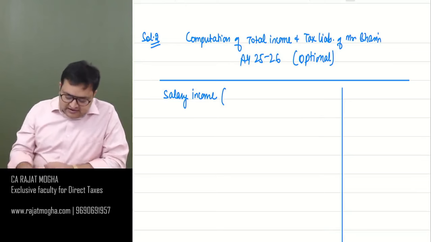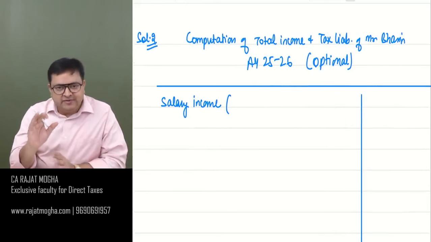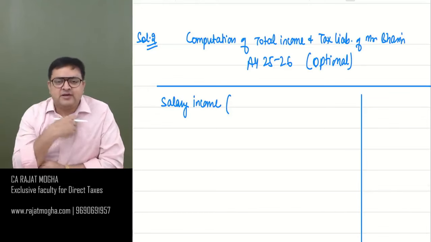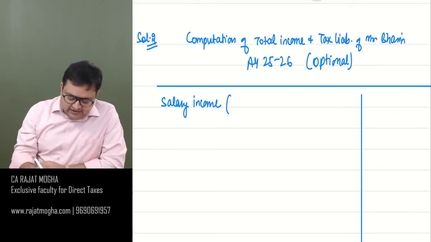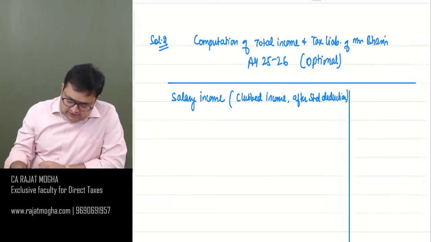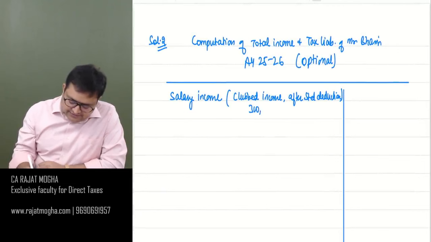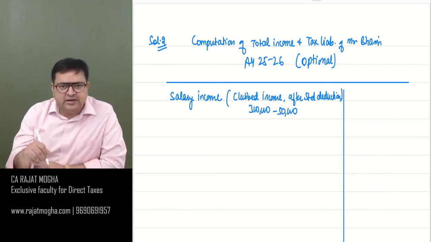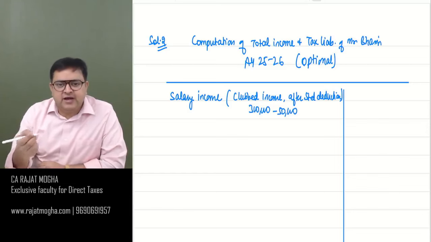Okay. Salary income. You have to complete the question within a time limit. You don't have to write stories. You just have to intimate to the examiner that boss, I know it. Salary income, clubbed income after standard deduction. After standard deduction, so 3 lakh minus 50,000. He's following optional regime, so I'm taking 50. If he would have been following default regime, I would have taken 75.